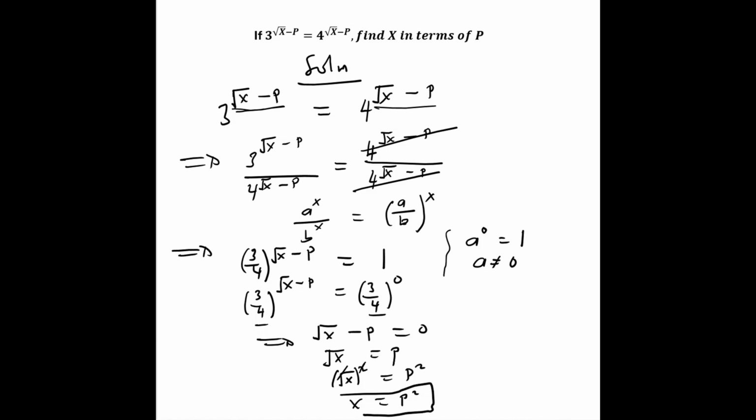So this is the final answer, right? So x in terms of p is x equals p squared.